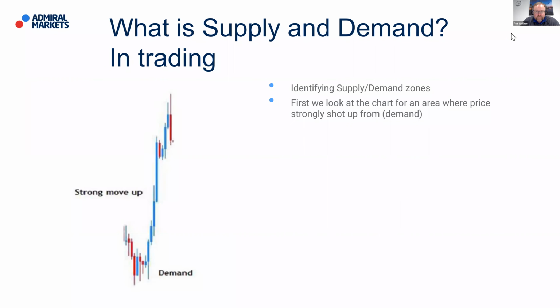So, in terms of identifying a supply or a demand zone, first, we look at the chart for an area where price strongly shot up from. Where's demand? Now let's use our drawing tool here. You can see in these candles, price has just launched itself up there, hasn't it? The buyers have really been in control. In this particular area, there was demand. Buyers were keen to be buyers there, and we can see price, very clearly on the chart, launched itself north, okay?